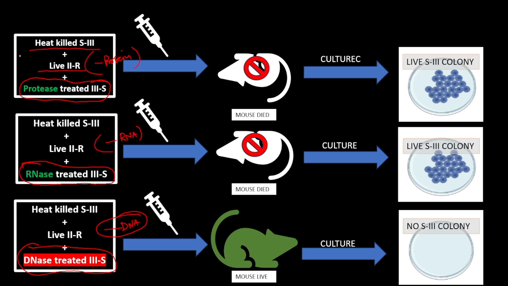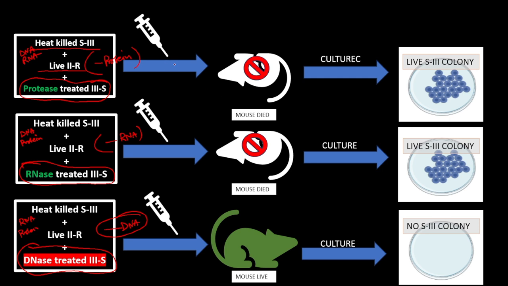So what are the things present? You have the DNA and RNA present, because the protein has been removed by treating with protease. Then in this one, since you are removing the RNA, you are going to have the DNA and protein. And in this one, you are going to have the RNA and the protein because you have removed the DNA, right. And then they tested in which condition the mouse is actually going to die.